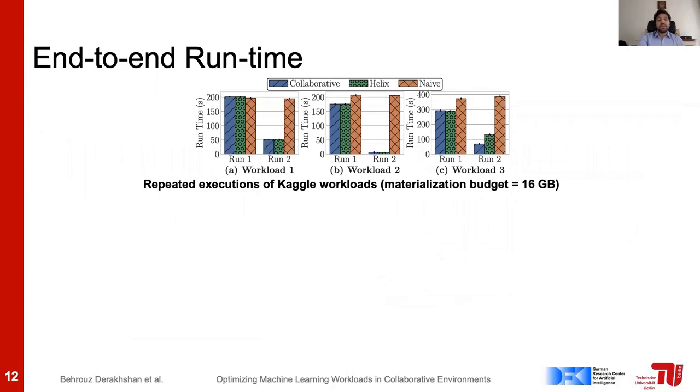In this figure, we see the repeated execution of 3 of the workloads. In the first execution, the experiment graph is empty. Therefore, the runtime of all 3 approaches is more or less similar. However, in the second execution, in the second run, our approach and Helix materialize some artifacts into the experiment graph, and they can reuse them to reduce the time, which leads to up to an order of magnitude improvement over the naive baseline.